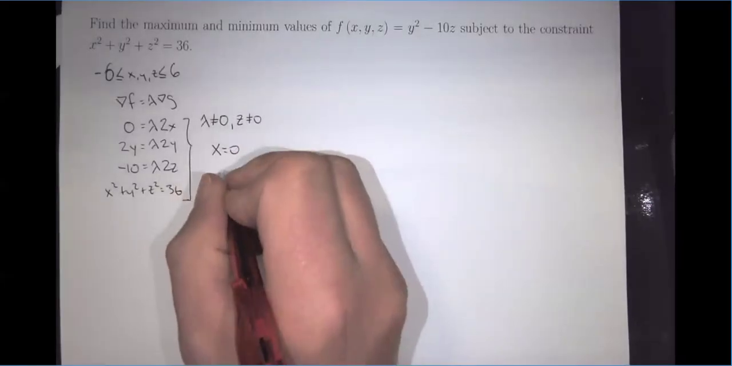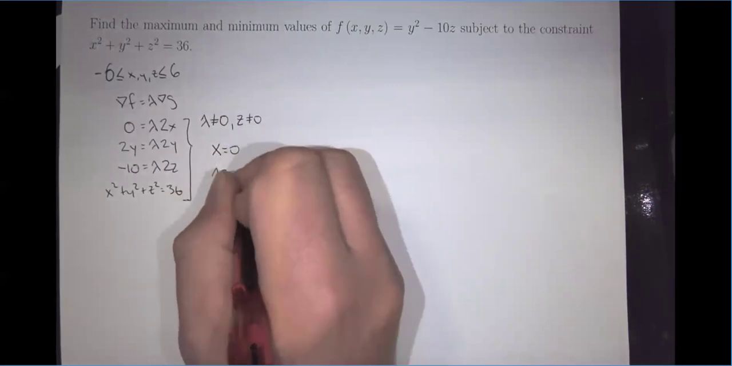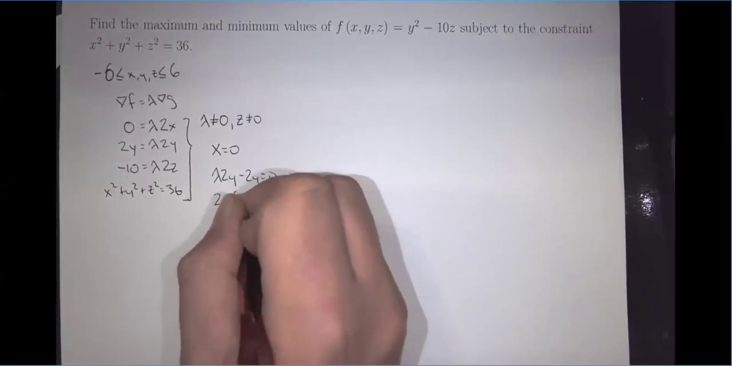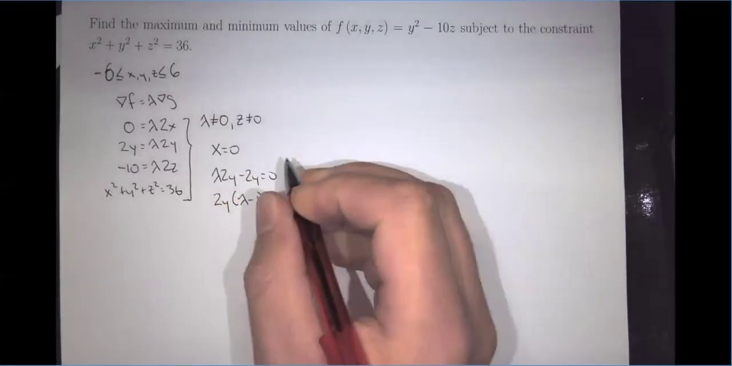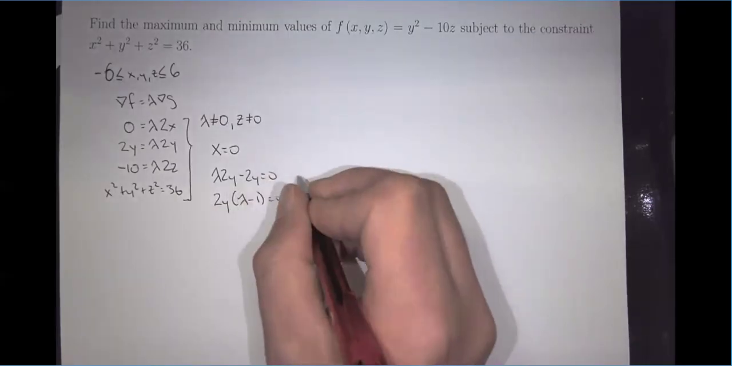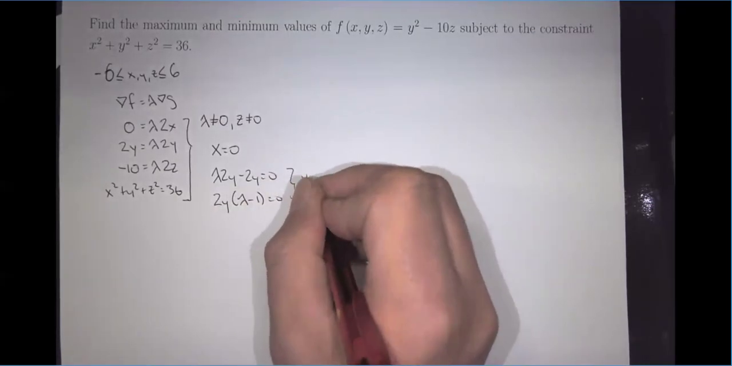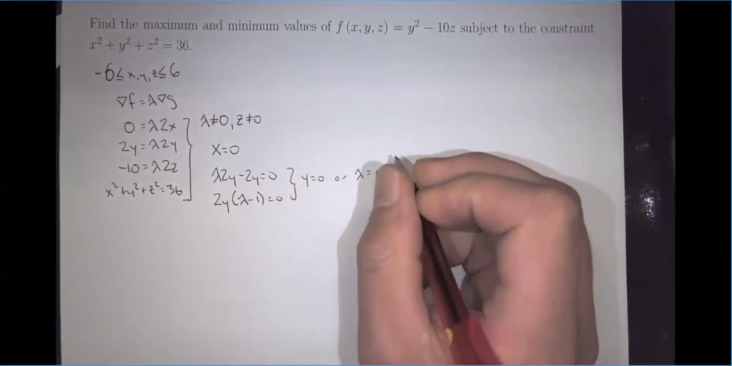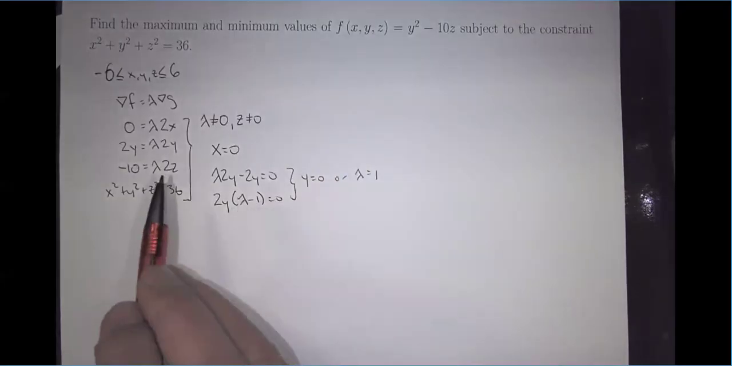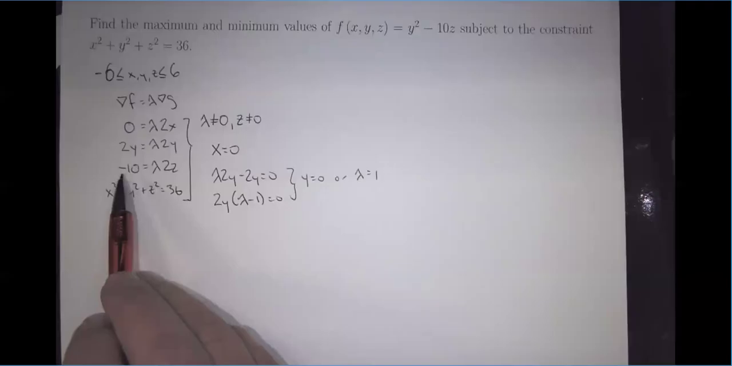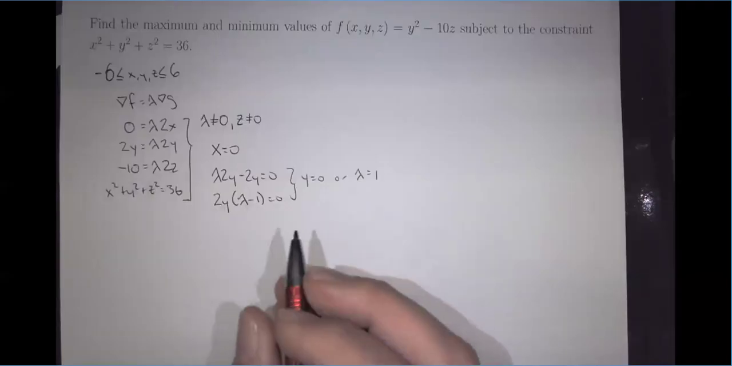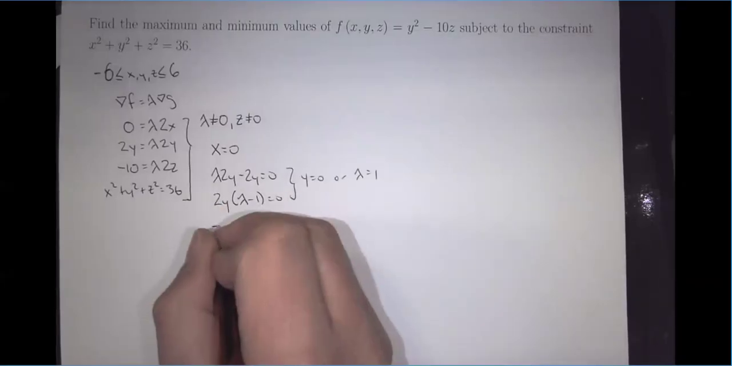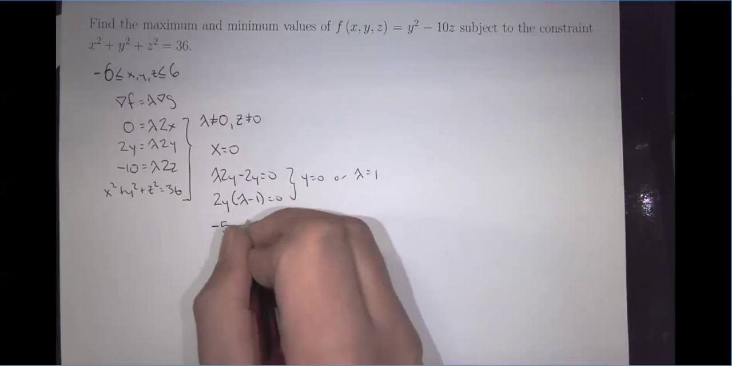From equation 2, we get lambda 2y minus 2y equals 0, or 2y times (lambda minus 1) equals 0. So y is equal to 0, or lambda equals 1. Okay, so we can work with that. Let's work with our third one here. Our third equation is -5 is equal to lambda z.